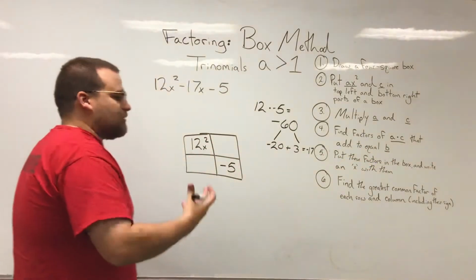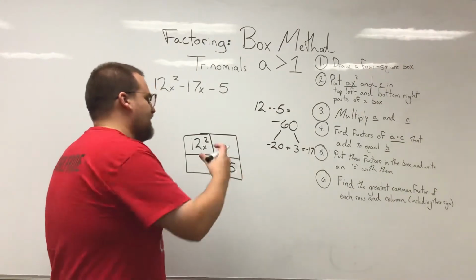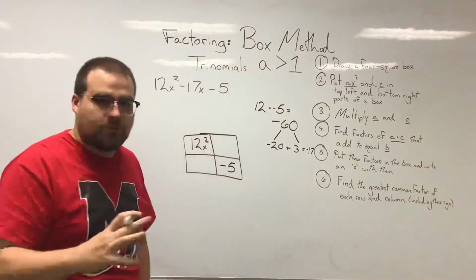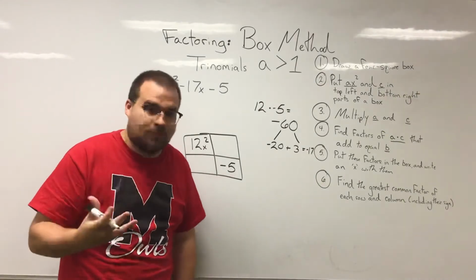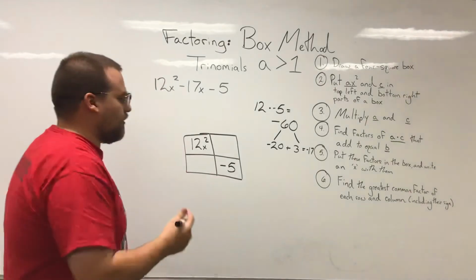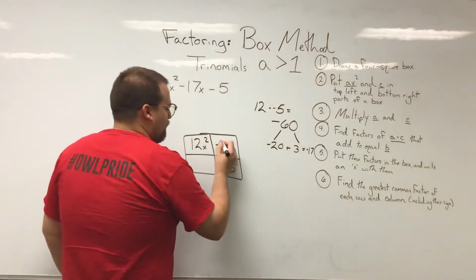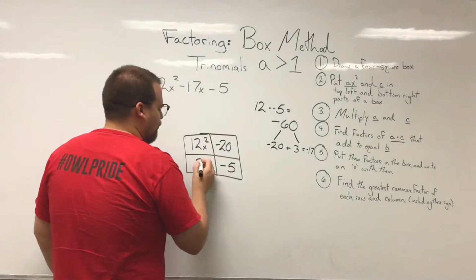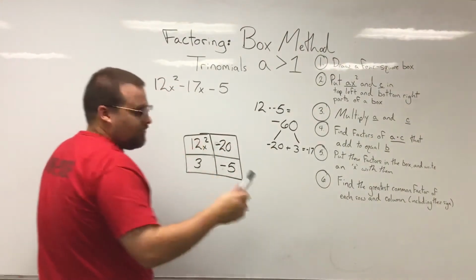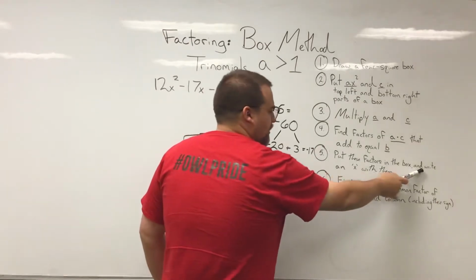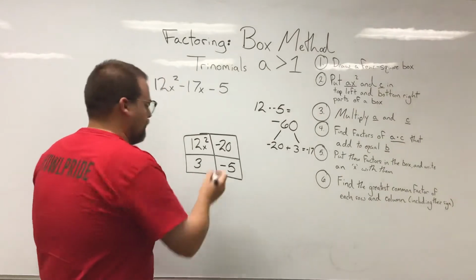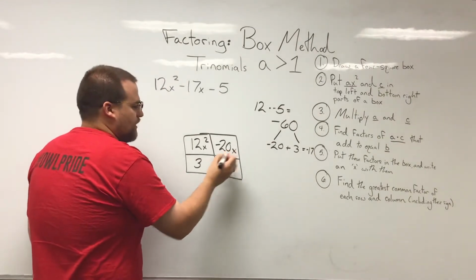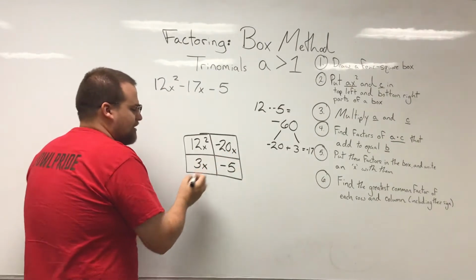So step 5 tells us to put these factors into the box. We have 2 open squares, and we can actually put them in whichever square we want. It doesn't matter. So I'm going to go ahead and write negative 20 in the box, and I'm going to write 3 in the box. But don't forget, the second part of step 5, it says write an x with them. So I'm going to go ahead and do that. So negative 20x and 3x.